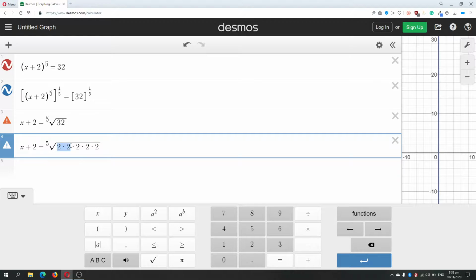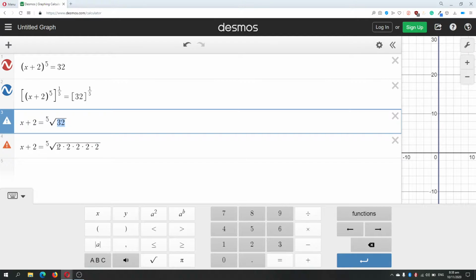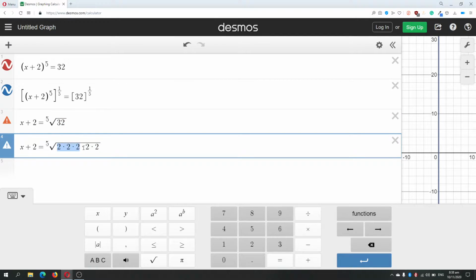2 times 2 is 4. Times 2 is 8. Times 2 is 16. And times 2 is 32. So limang piraso ng 2 ang pwedeng i-multiply. So that 32 yung lalabas. So if 5 na yung 2, at pag minultiply 32, pwede mo silang i-simplify.